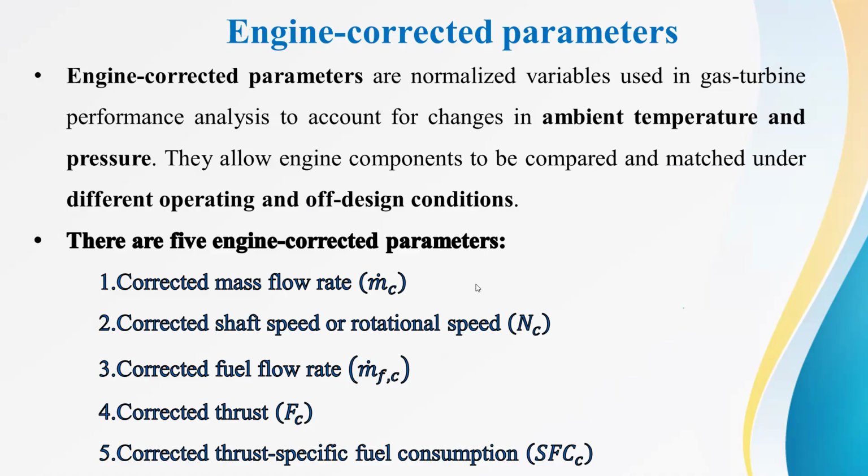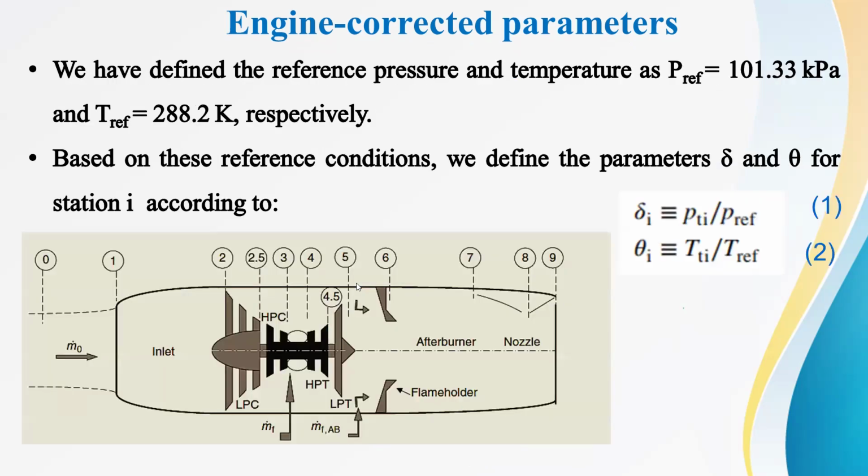Under this, we can see five engine corrected parameters. One is corrected mass flow rate. Second is corrected shaft speed. Third is corrected fuel flow rate. The fourth one is corrected thrust. And finally, corrected thrust specific fuel consumption. These parameters, we will see one by one under the next topic in the following section. So the first one is the engine corrected parameters.